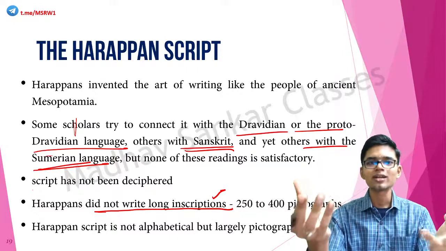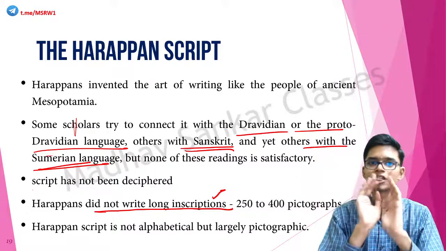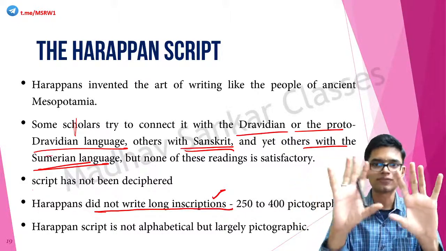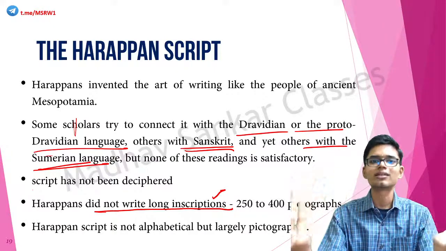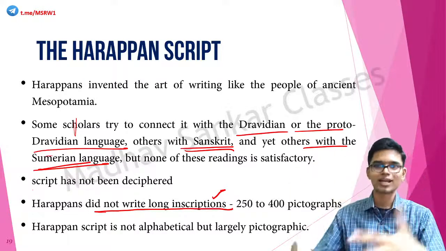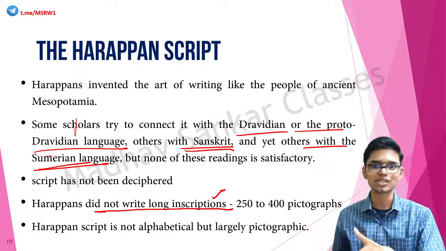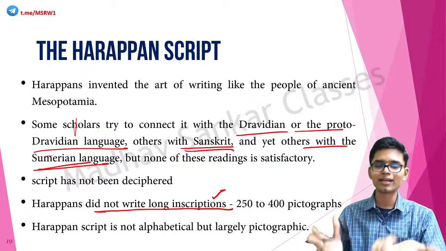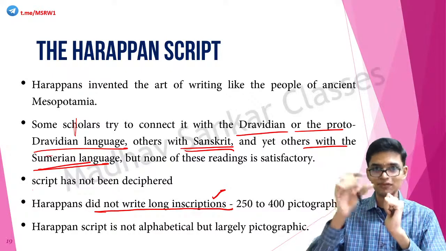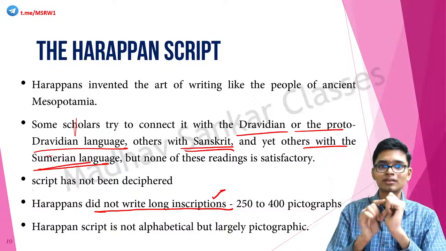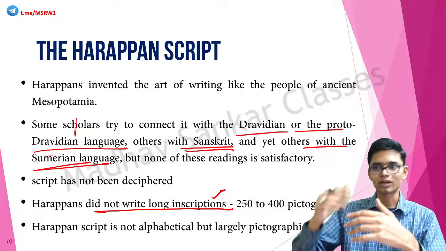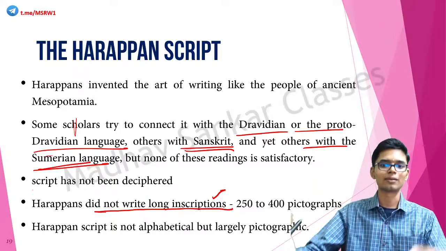Just think about it. If you are going to learn a language and you come across, say, 200 words, and that's all that you come across, would you be able to understand that language? You would need lengthy inscriptions in order to understand the syntax and semantics of that language, right? As far as Harappan writing is concerned, most of them were very short inscriptions, especially those that we see on seals. The lack of long inscriptions creates a resistance for the historians to understand Harappan script.